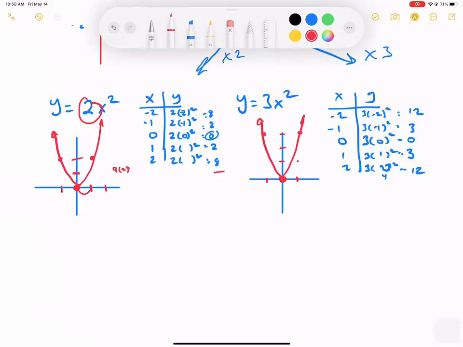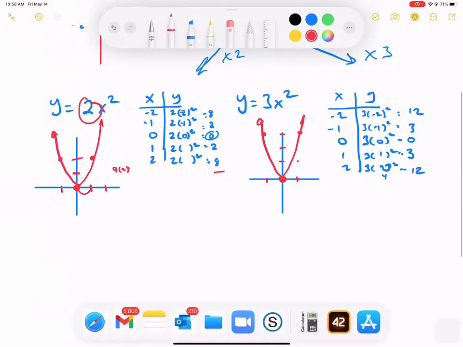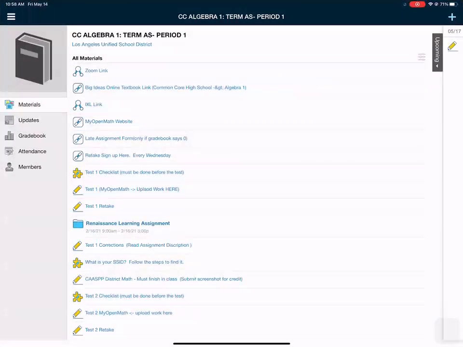Now, I want to show you guys, in Desmos here. Hopefully I have it here. See if it's here. Oh, no, let me go find it.